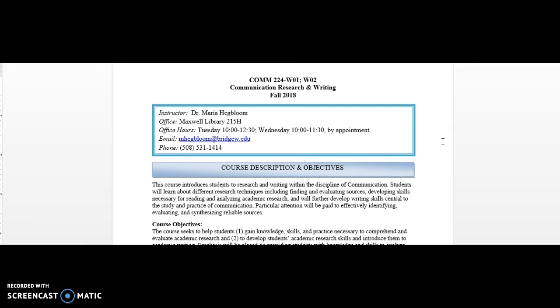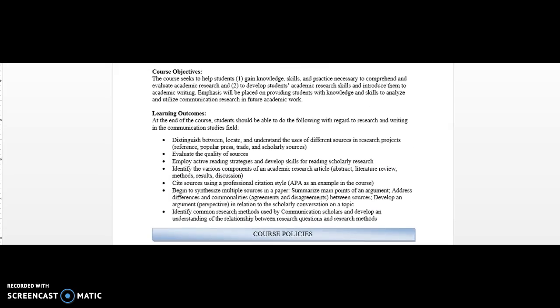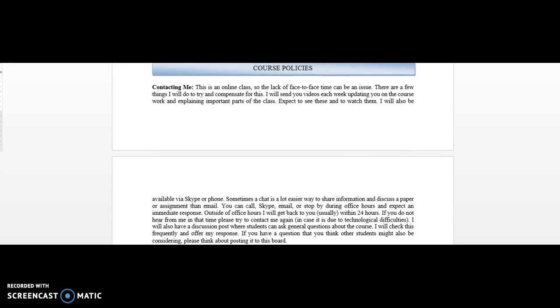So now I just want to highlight a few things on the syllabus itself. Again, you can see my office hours and contact information and the same information about the course objectives and learning outcomes. Course policies, it's not much different than most of the courses that you've had in the past.